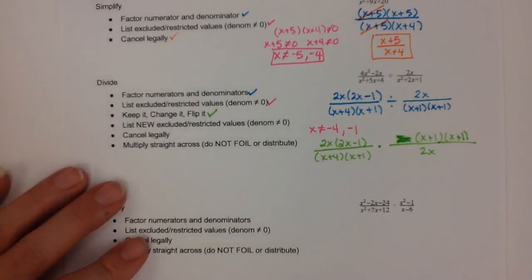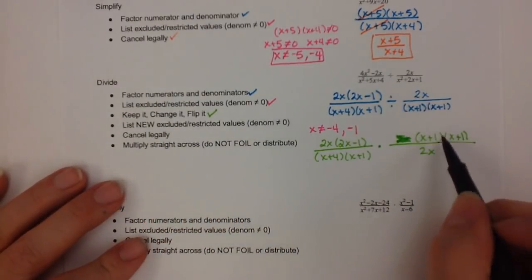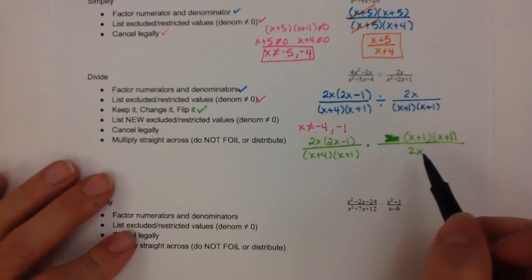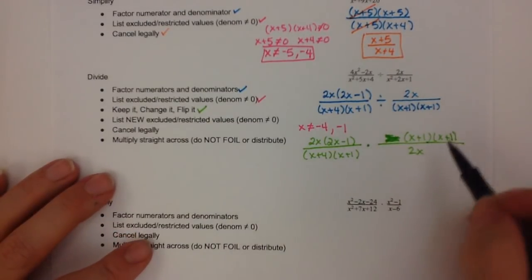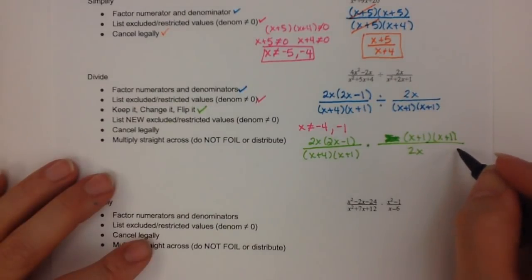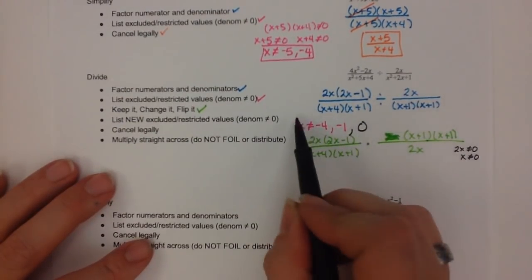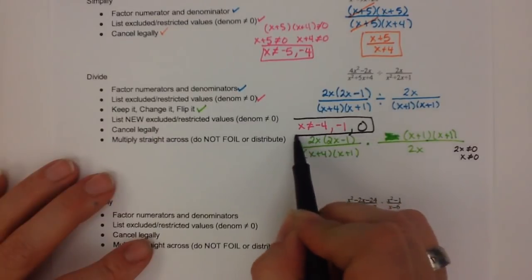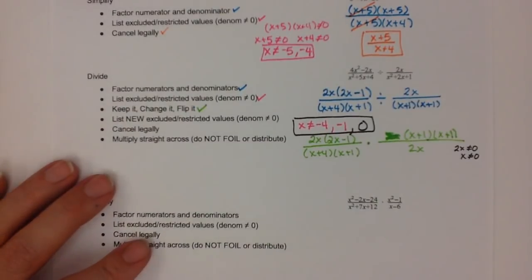And then I have to list new excluded or restricted values. Because I switched the numerator and denominator here, now I have to pay attention to this denominator, and I need to set it not equal to 0. So 2x cannot equal 0, divide by 2, x cannot equal 0. So now I have to add x cannot equal 0 onto my list of excluded values. And then on to the next step of canceling legally.